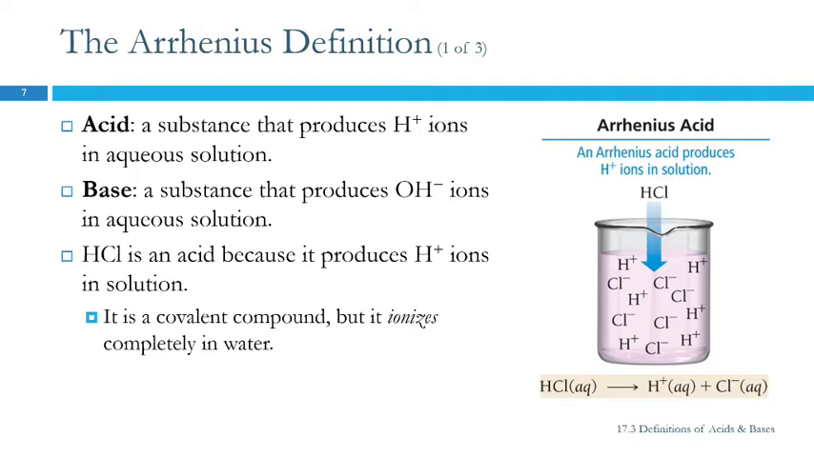So under this definition, an acid is a substance that produces hydrogen ions in aqueous solution, and a base is something that produces hydroxide ions in aqueous solution. So HCl, hydrochloric acid, under this definition, is an acid because it produces hydrogen ions in solution. Here we have an illustration of HCl dissolved in water, and it separates into hydrogen ions and chloride ions. So it produces hydrogen ions.